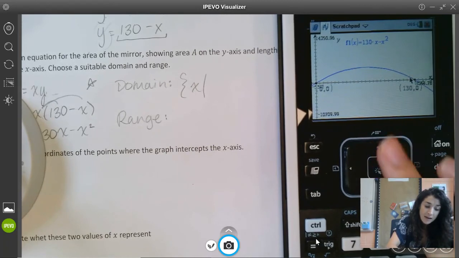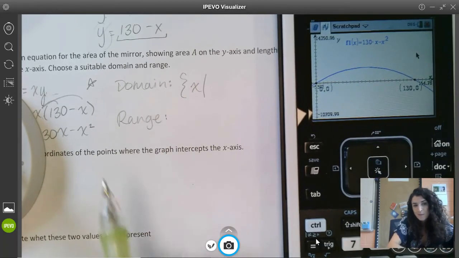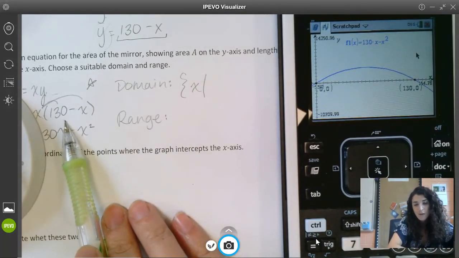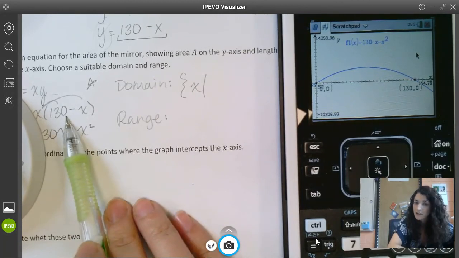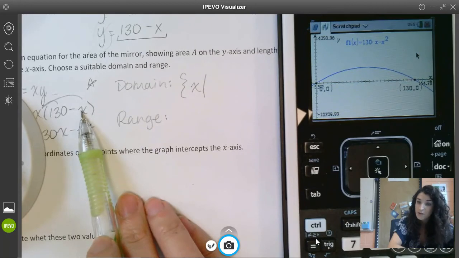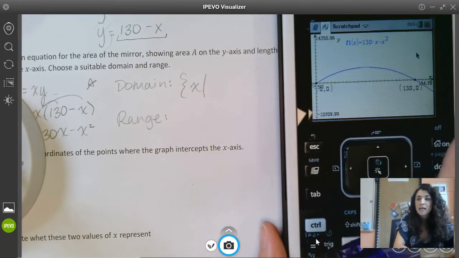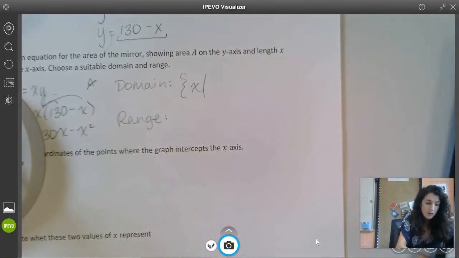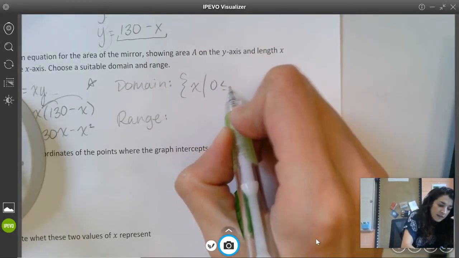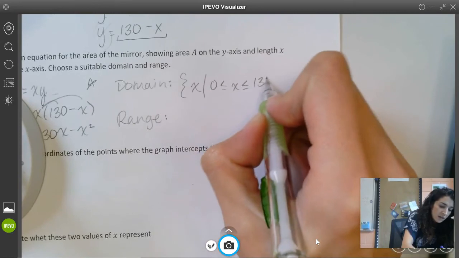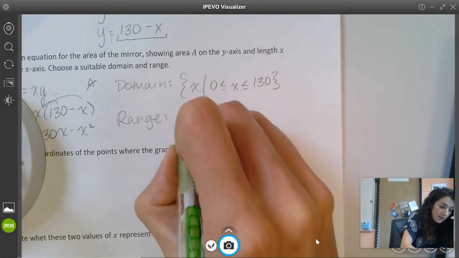And then the other x-intercept is 130. Remember your different versions of the quadratic equations. This is fully factored form, so it gives you your x-intercepts right away, 0 and 130. So it could have been done without using your calculator, but that's fine. So we're going between 0 and 130. So x such that x lives between 0 and 130.